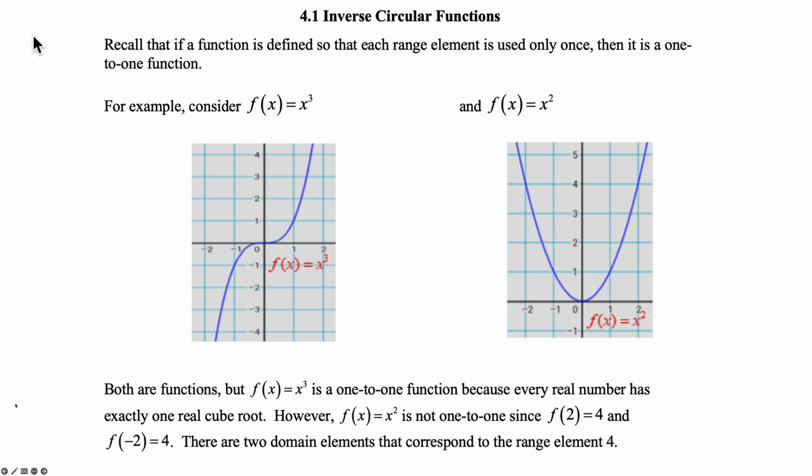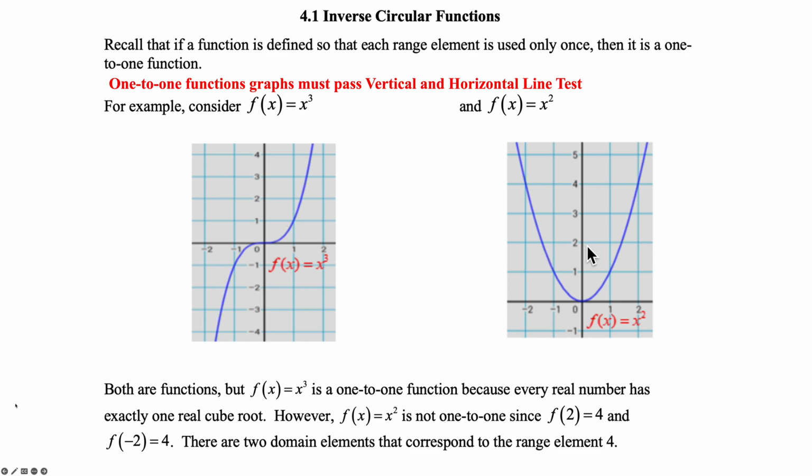All right, so in section 4.1, we're going to talk about inverse circular functions. We're going to do a little college review that you might recall about inverse functions. In order to be a one-to-one function, you have to pass both the vertical and horizontal line test. Both of these functions that I have here, f of x equals x cubed and f of x equals x squared, you might recall in college algebra referencing these, they both pass the vertical line test.